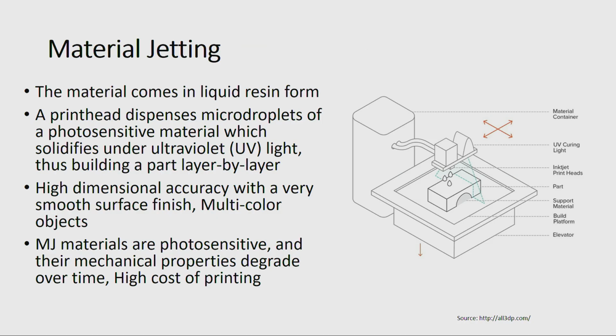Next technology is material jetting. This is similar to a normal inkjet printer. In normal printers, a paper will be on the bottom side and an ink cartridge with ink nozzles will be there. The ink nozzle will go over the paper and deposit printing ink on the paper.